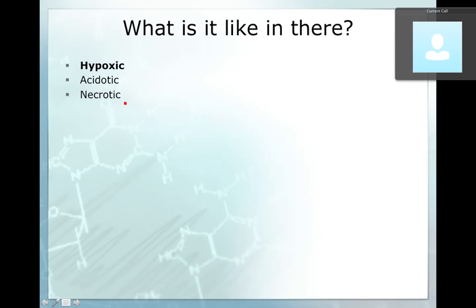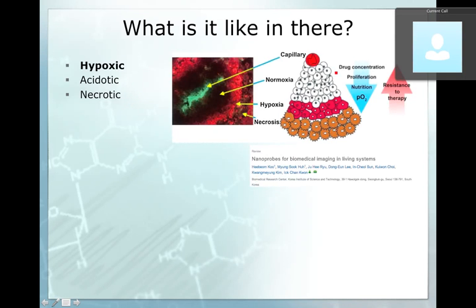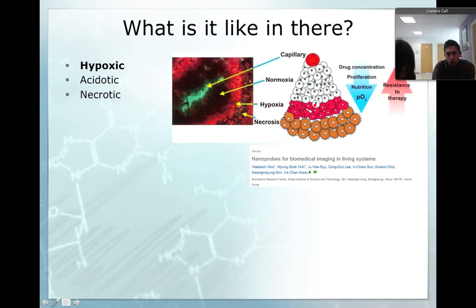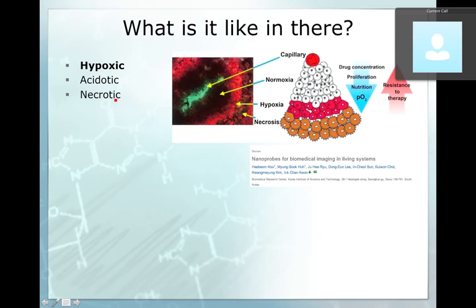So this hypoxic, acidotic, necrotic environment, which is shown in this diagram, right? The cells will try to get out of there. And that's one of the major driving causes of metastasis, right? The cells actually trying to survive.